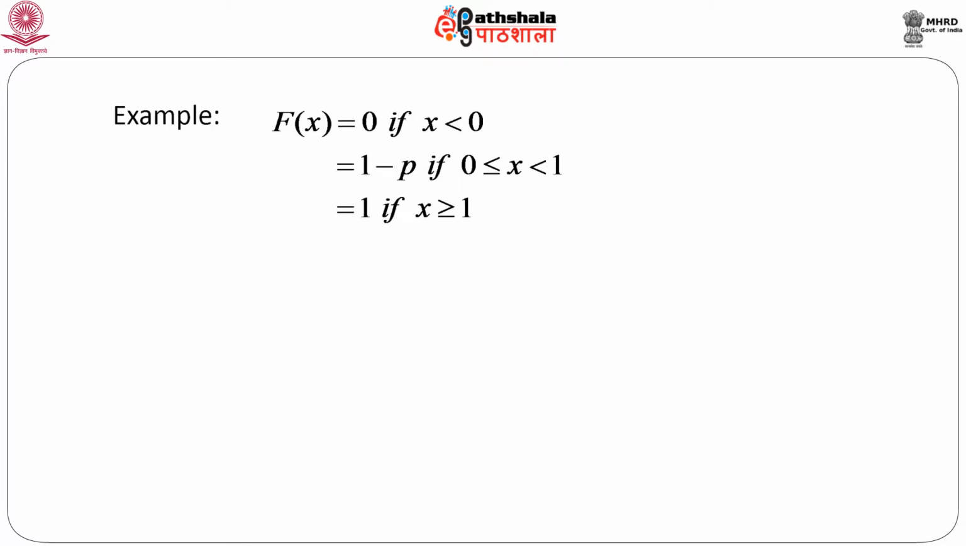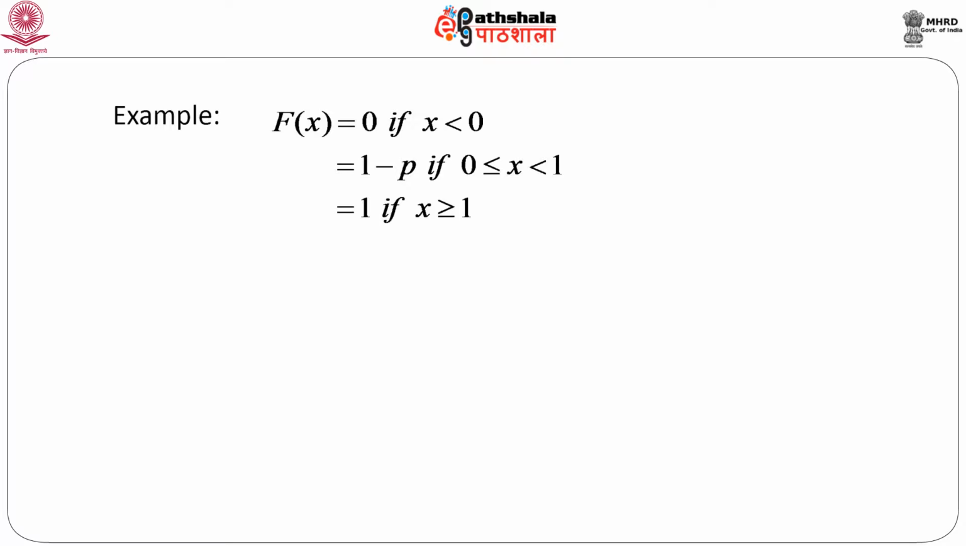Let us consider one example of a distribution function. In the last class we considered the distribution function of an absolutely continuous random variable. Here let us see how this distribution function looks. Capital F(x) takes the value 0 if x is less than 0, equals 1 minus p if 0 is less than or equal to x less than 1, and 1 if x is greater than or equal to 1.